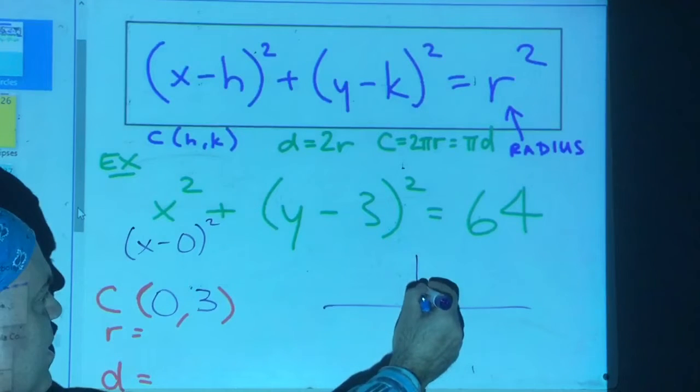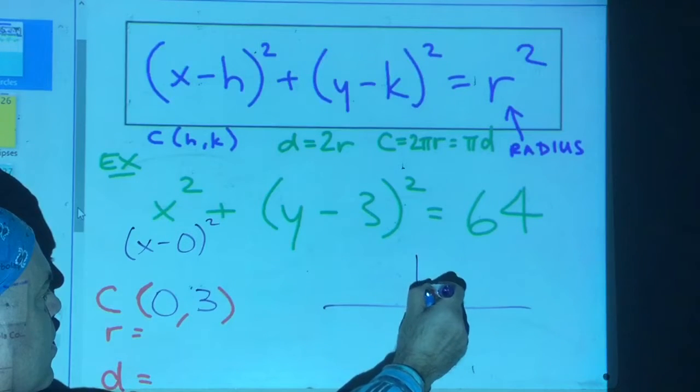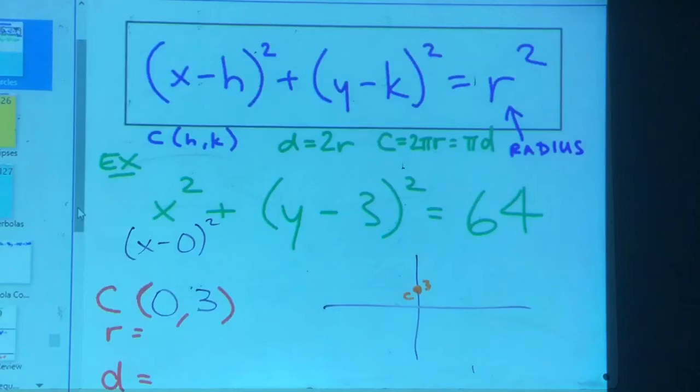Now you'll plot that and be a good labeler. Finally, we know that the radius squared is 64. So the square root of that will give us 8 for the radius. Now we need to go 8 in every direction. However, for your purposes, we just want you to go 8 up and down and right and left. And remember, be a good labeler.